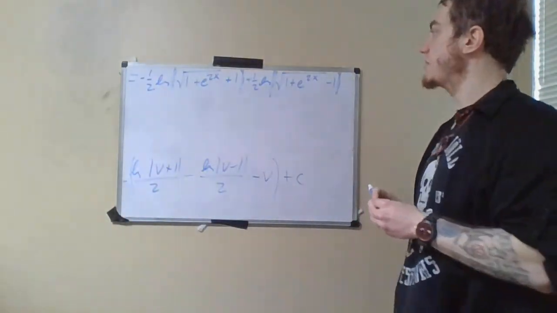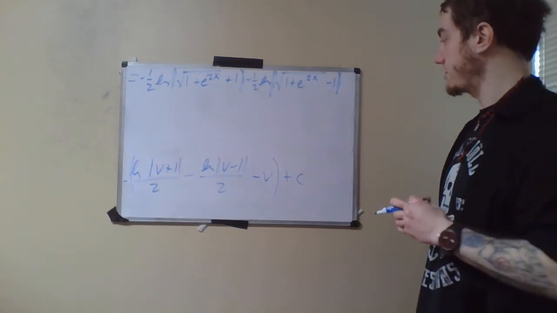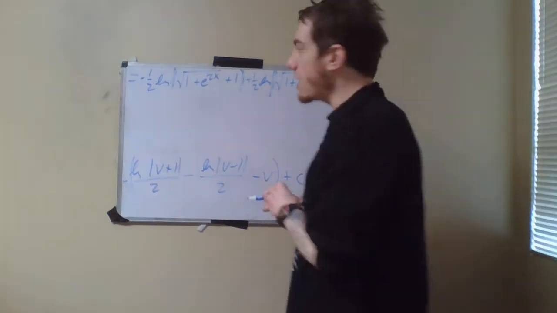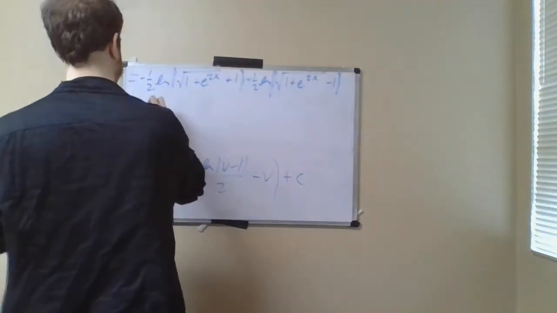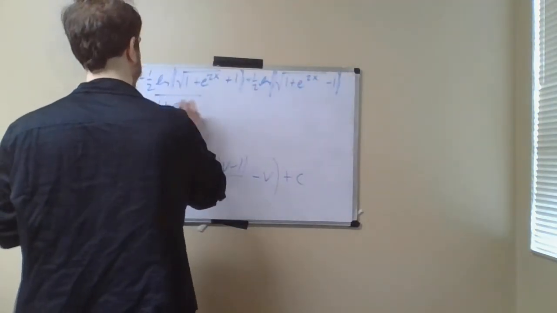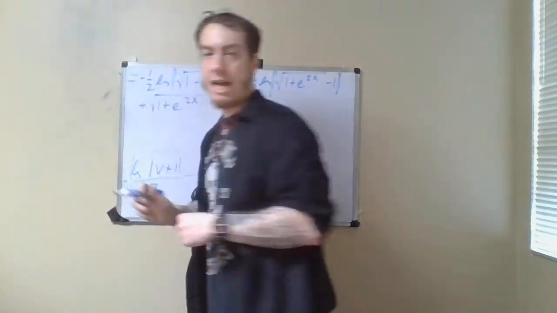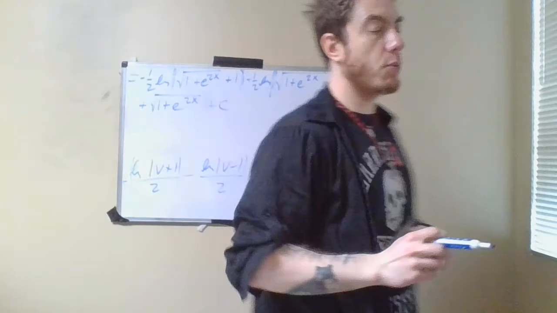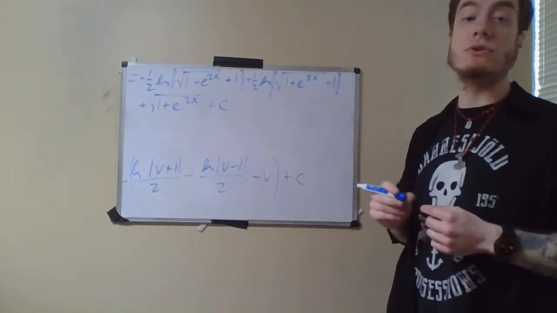When you deal with the definite integral bounds, remember, you're going to have to be careful about absolute value stuff. And then, of course, we're just going to have plus square root of 1 plus e to the 2x, and then plus a constant. So there we go. That is sort of how you do this antiderivative.